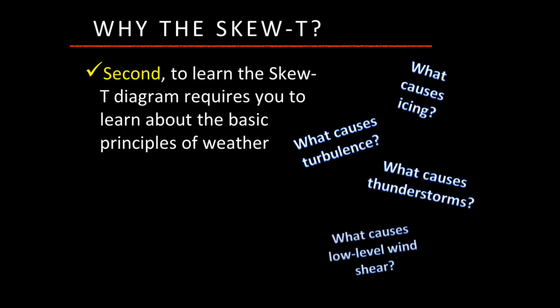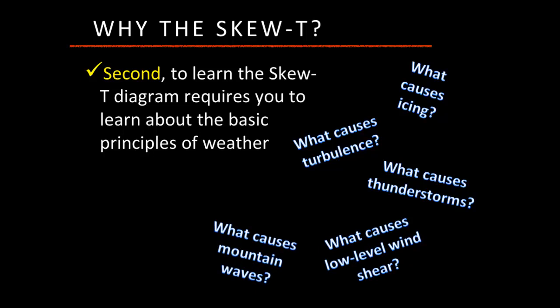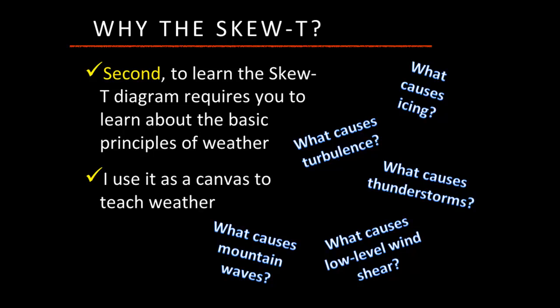What causes icing, turbulence, thunderstorms? What causes that low-level wind shear or mountain waves? All those elements really provide an added advantage to learning this diagram. I actually use it as a canvas to teach weather. So when I'm teaching the pilot about the SKEW-T diagram, well, I'm actually teaching them all about weather.